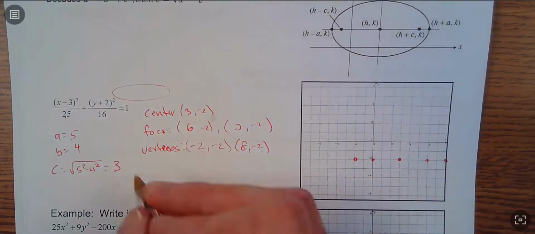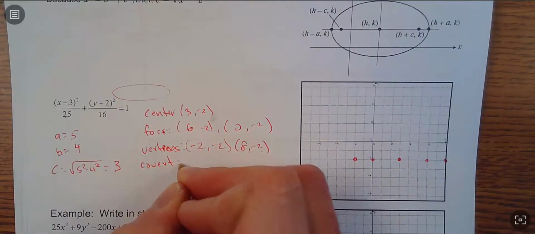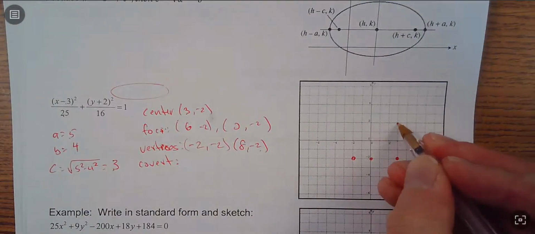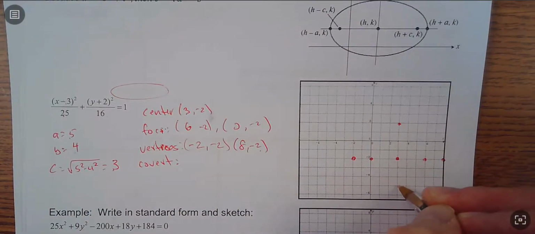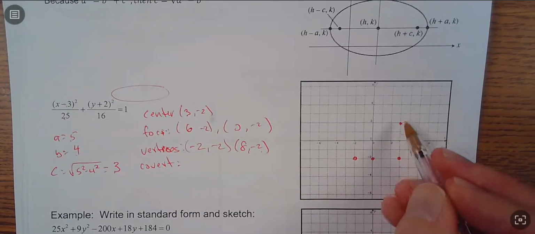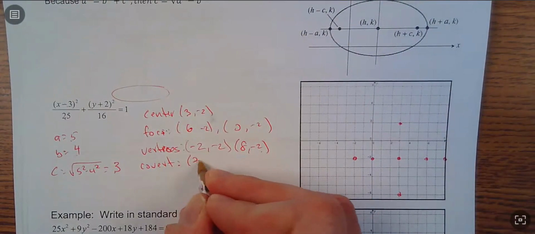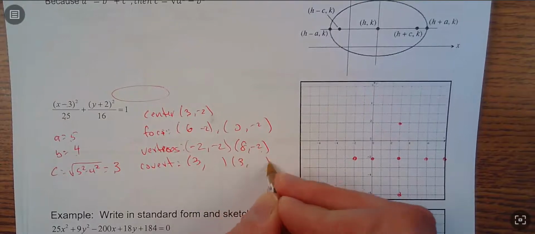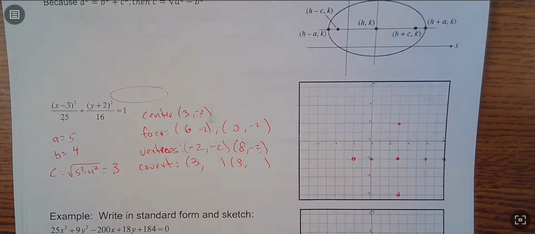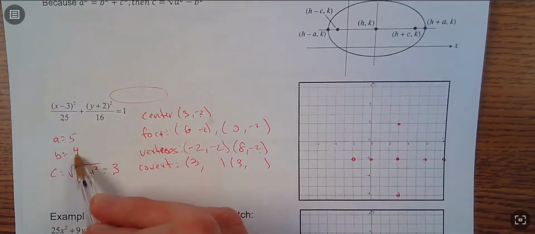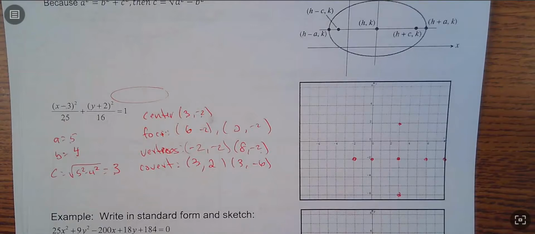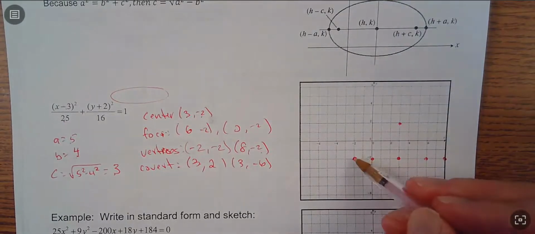And your co-vertices, go to the center, I'm going to go up and down 4 units, so 1, 2, 3, 4, 1, 2, 3, 4. There's my co-vertices there. They're going to have the same x coordinate as your center. So it'll be 3, something, 3, something. Again, -2, I'm going to go up 4 and down 4 from there. So that'd be 2 and -6. Okay, and then just fill that in best you can.